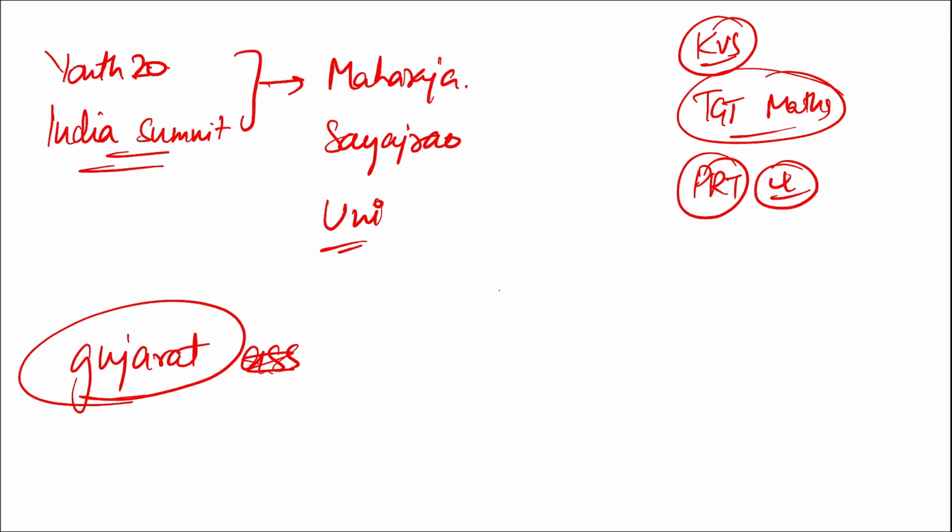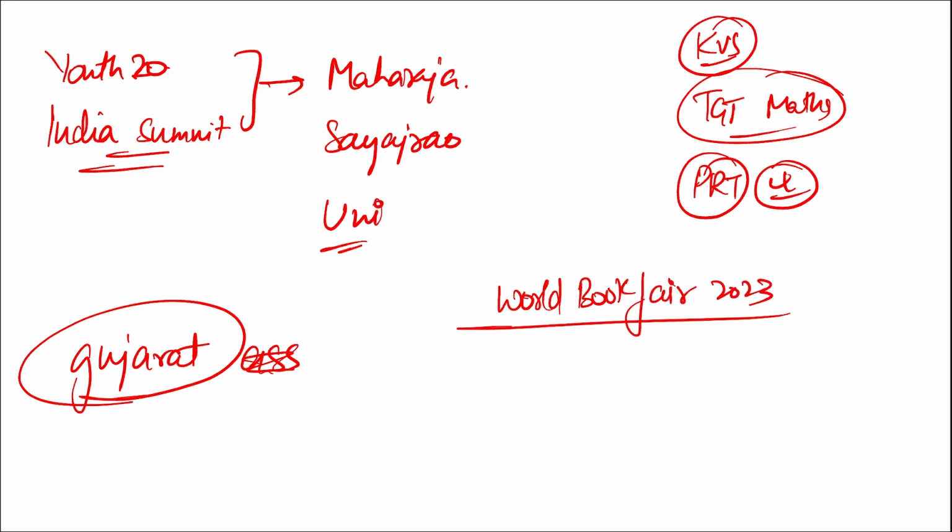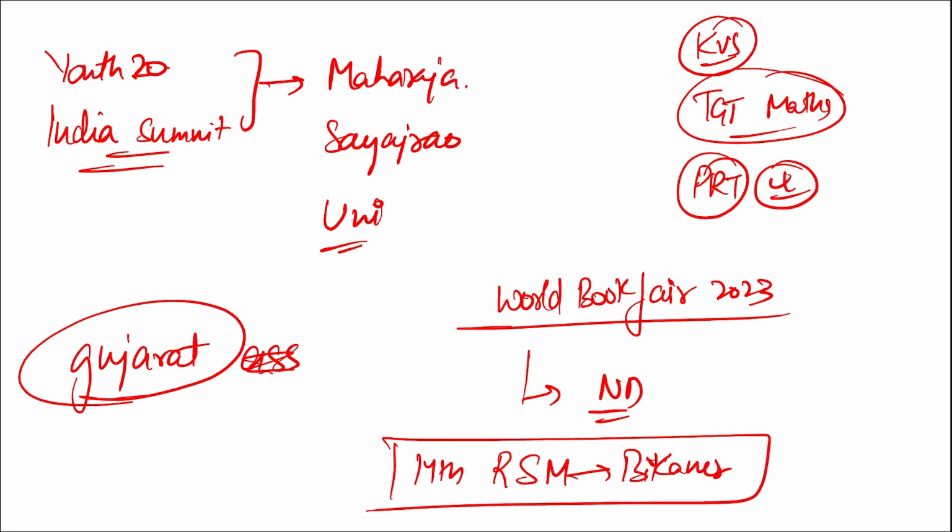Then where was your World Book Fair for 2023 held? It was in New Delhi. Similarly, which edition of Rashtriya Sanskrit Mahotsav was held in Bikaner? It was held in Bikaner. Which edition of this was held? It was the 14th edition of this Rashtriya Sanskrit Mahotsav that was held in Bikaner.